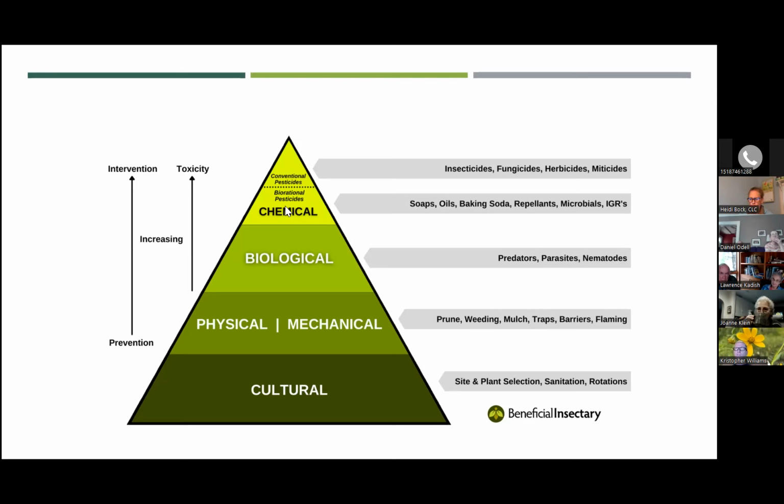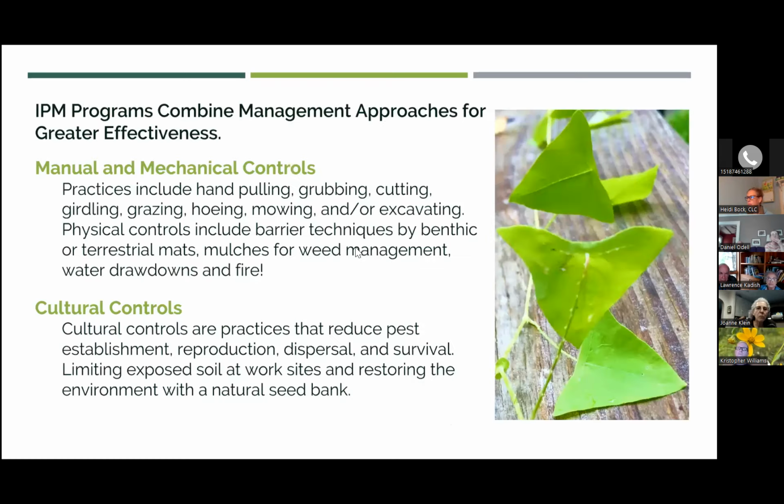We're talking just a few milliliters in some cases that's diluted, liters, maybe only a couple pounds of material in this type of management, unless it's on a large scale project. But for us, this is the last part. So what you guys can do: manual and mechanical controls, volunteer management, pulling, grubbing, cutting, girdling, grazing, hoeing, mowing, and excavating. These are things that get a group of 5 to 10 people together. You can make a difference.